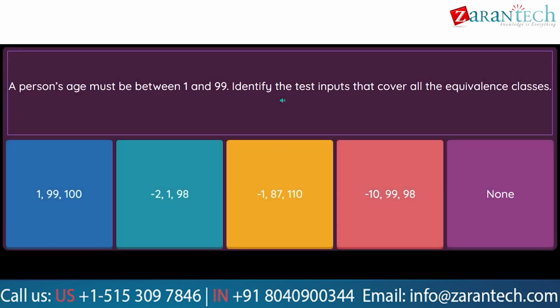Question: a person's age must be between 1 and 99. Identify the test inputs that cover all the equivalence classes. Option 1: 99, 100. Option 2: 1, 98. Option 3: 1, 87, 110. Option 4: 10, 99, 98. Option 5: none.